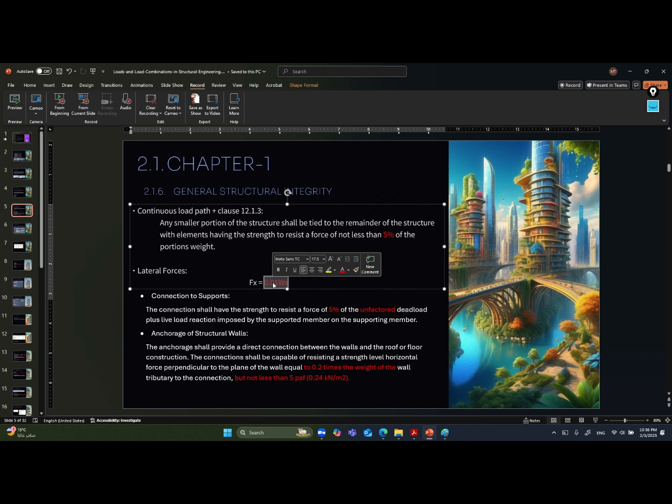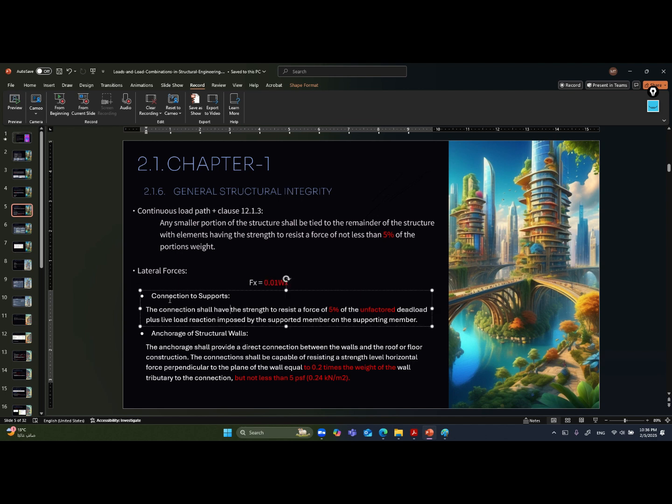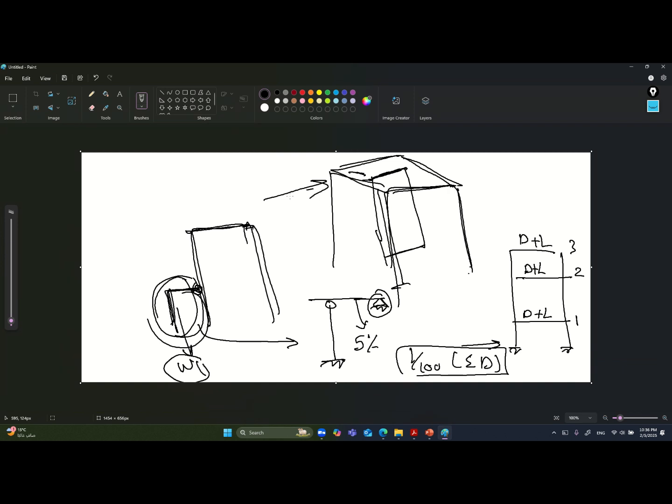So the 1% is very important to consider. Also the connection to the supports. The connection shall have the strength to resist a force of 5% of the unfactored dead load plus live load. So if we have a beam and another beam, and a secondary beam connected to them that has a dead load plus live load, and he tells you to design this connection.